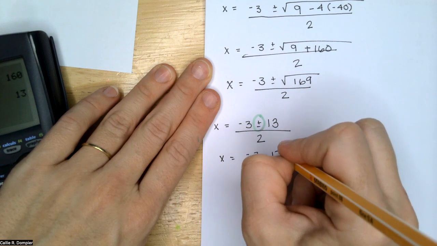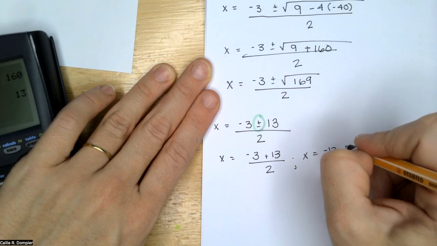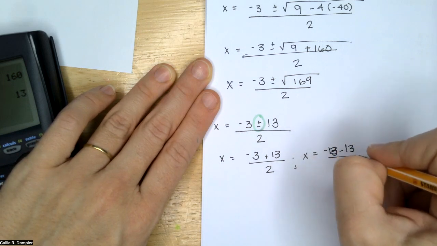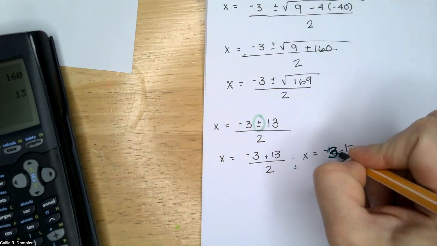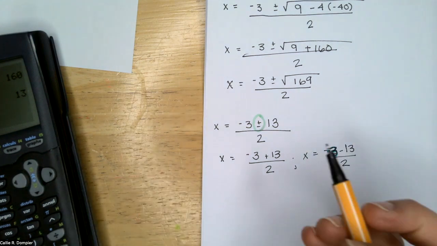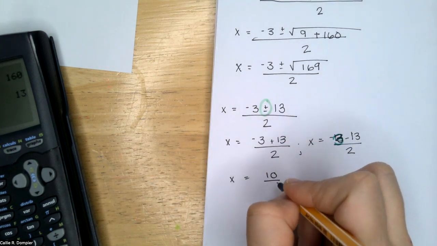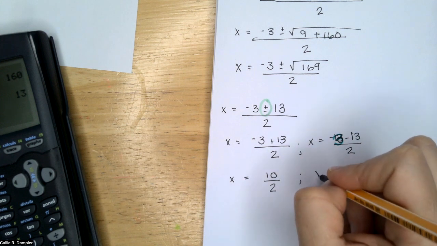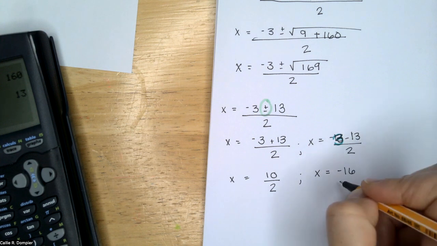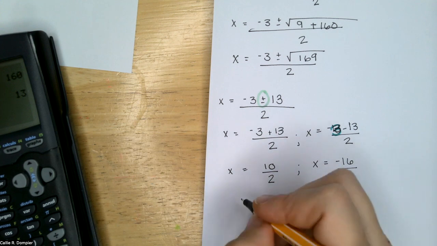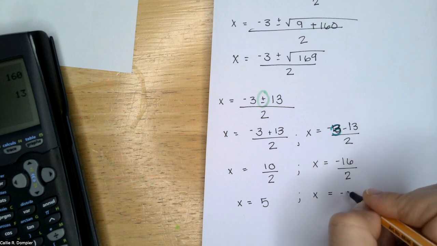Negative 3 plus 13 divided by 2. Negative 3 minus 13 divided by 2. That is just a 3. Good. All right. Negative 3 plus 13 is just going to be a positive 10 because it's 13 minus 3, 10 over 2. This one, negative 3 minus 13, we're combining them and we get 16, but they were both negative, so it's negative 16 divided by 2. 10 divided by 2 is 5. Negative 16 divided by 2 is a negative 8.